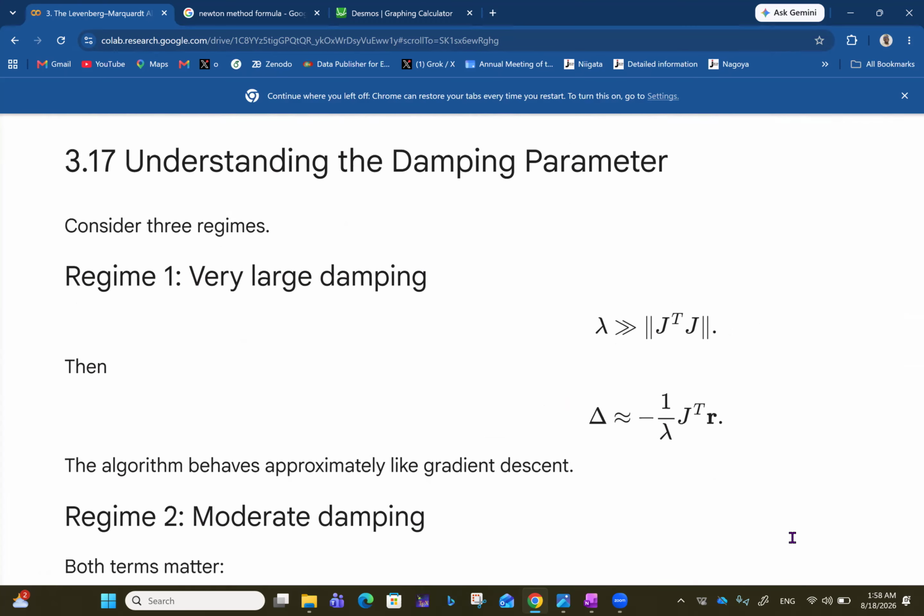And then we have understanding the damping parameter. Consider three regimes. Regime 1, very large damping. So you have lambda greater than or equal to the norm of J transpose J. Then delta is approximately minus 1 over lambda J transpose R. The algorithm behaves approximately like gradient descent in that case, when we have very large damping, like we saw before.